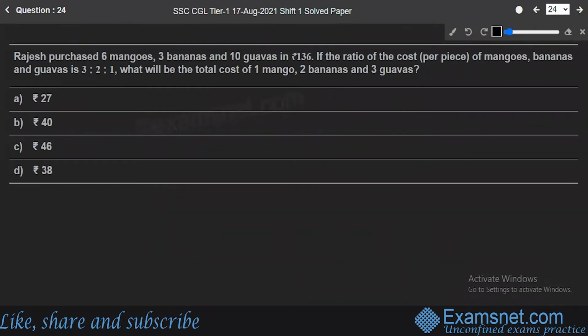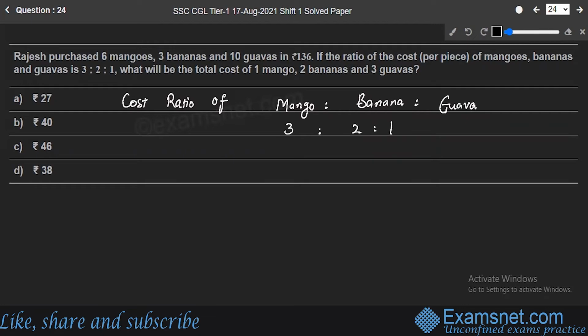It says Rajesh purchased 6 mangoes, 3 bananas, 10 guavas in rupees 136. If the ratio of the cost per piece of the mangoes, bananas and guavas is 3 is to 2 is to 1, then what will be the cost of 1 mango, 2 bananas and 3 guavas? In this question, you are given the ratio of the cost. The cost ratio of mango is to banana is to guava is 3 is to 2 is to 1.